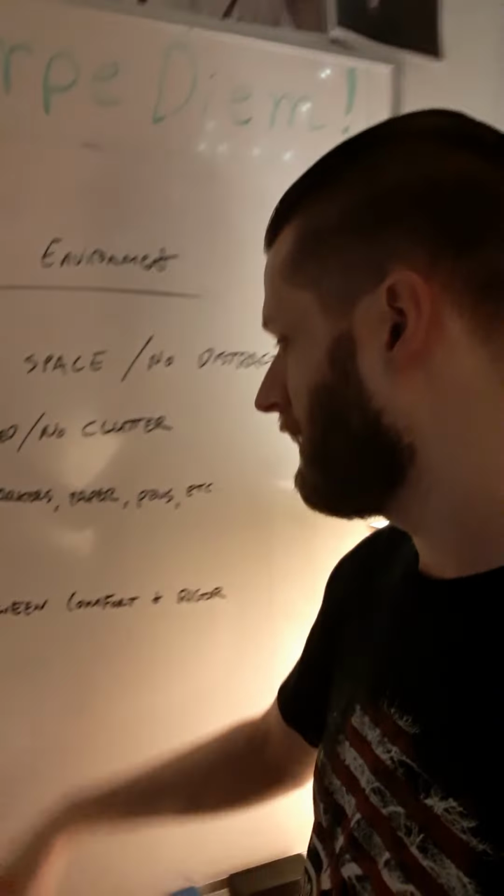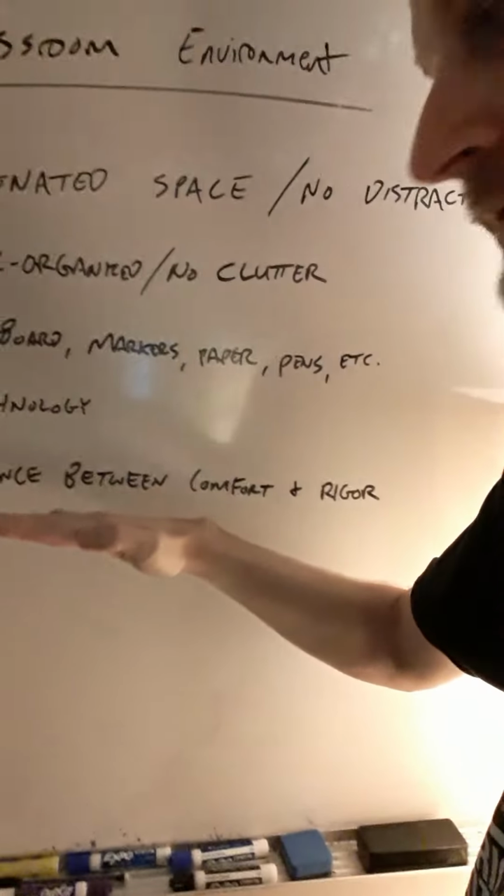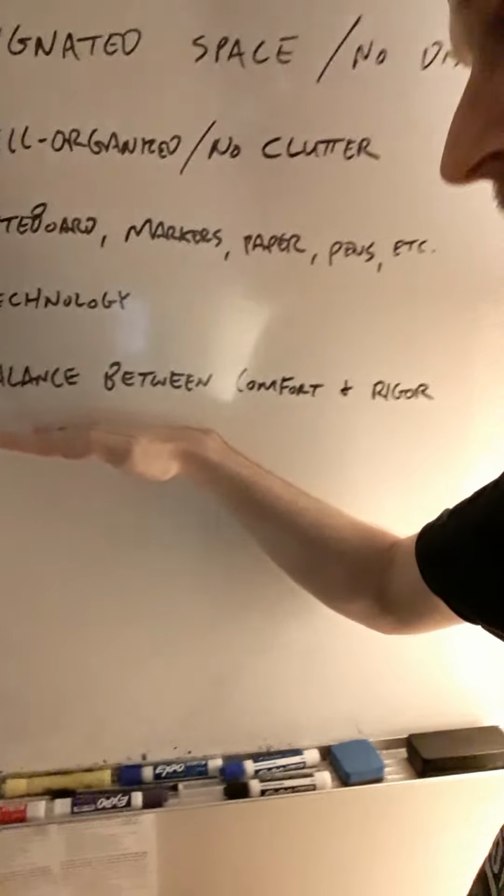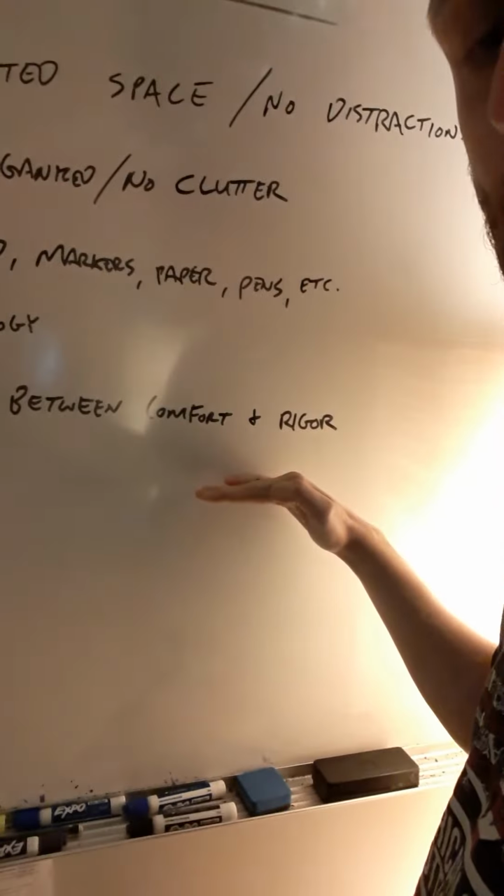Lastly, you want to create a balance between comfort and rigor. One nice thing about teaching and learning at home is that you are at home. You're already in a comfortable, safe environment. However, you don't want to be too comfortable because then you run the risk of becoming lazy. You're too comfortable in that couch or in that chair and you put off the work. You're like, you know what, we can do that later. Or I can tackle that assignment later.